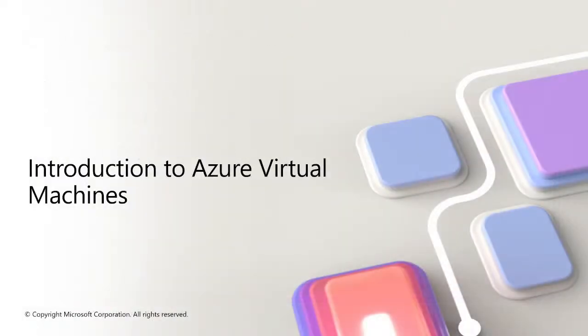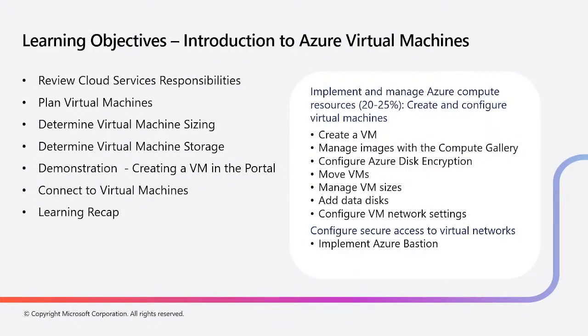So let's dive in. The first one being the introduction to virtual machines, and what are we going to be looking at? We are going to be looking at cloud service responsibilities. When we talked about the different types of services cloud providers give out, we talked about IaaS, PaaS, SaaS and the likes. And we all know that the Azure Virtual Machine falls under the IaaS type of service provided by these cloud providers.